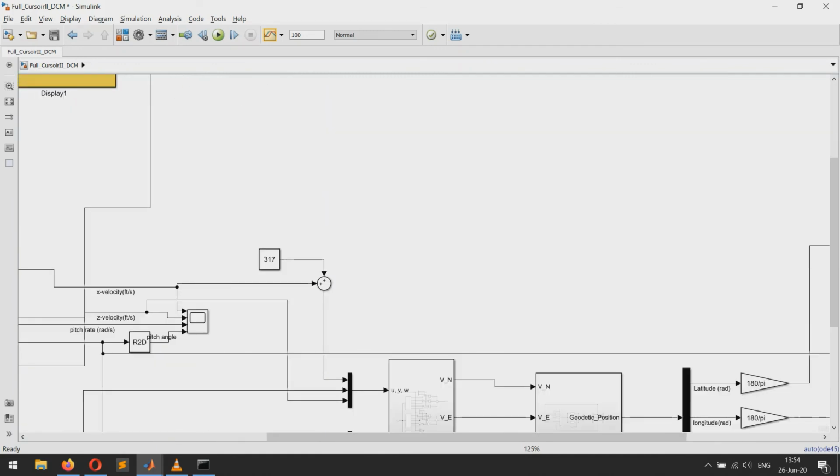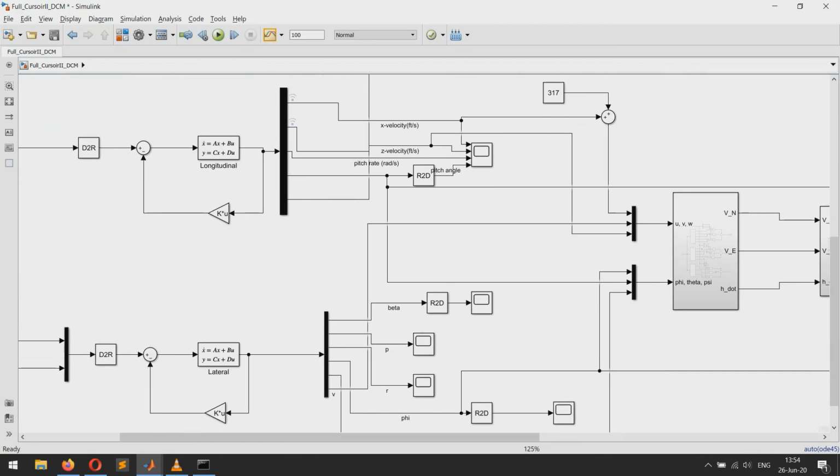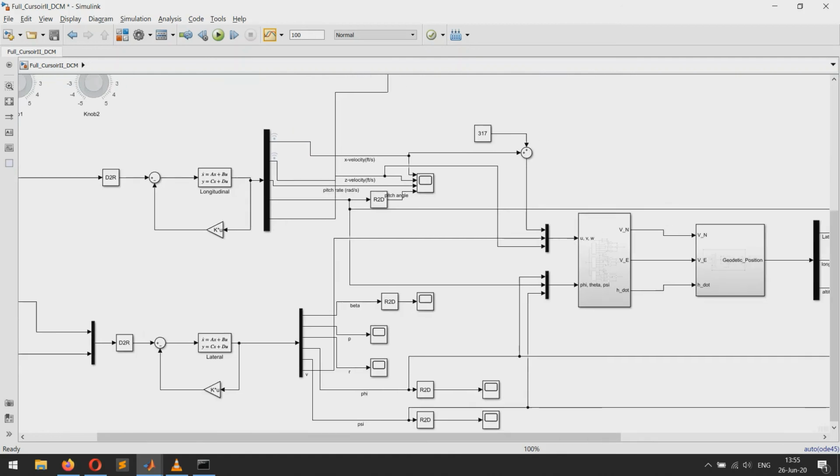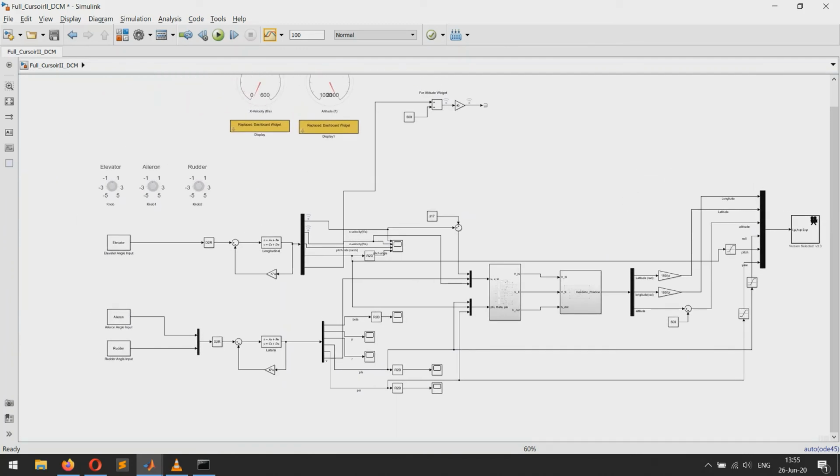Our studies will continue until we successfully implement the Kalman filter for a linear quadratic Gaussian controller. And that's all, and thank you for listening.